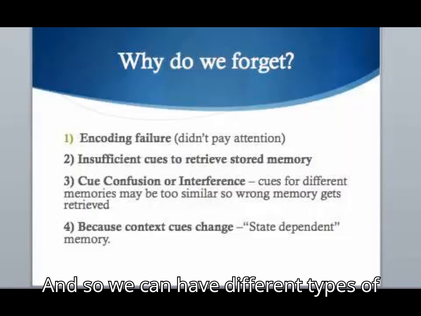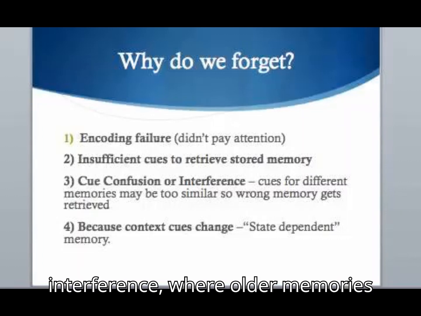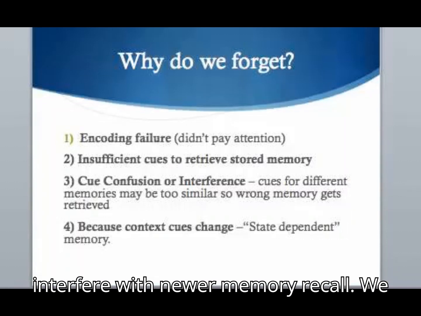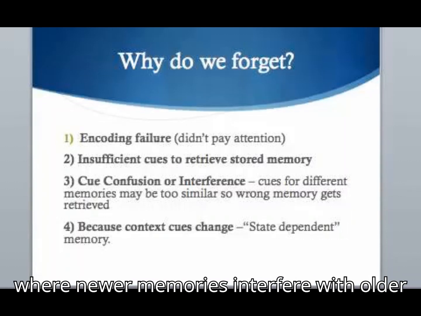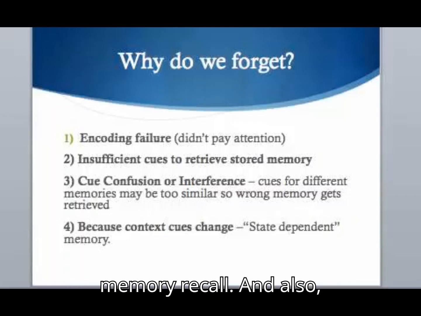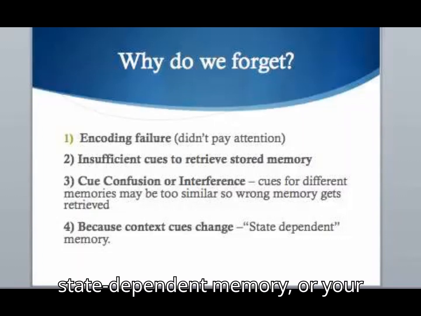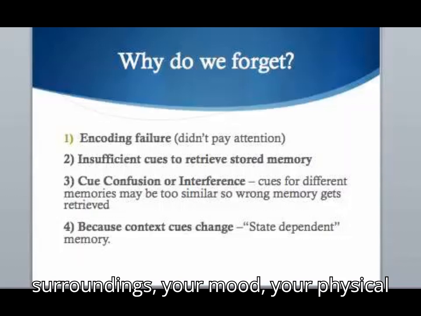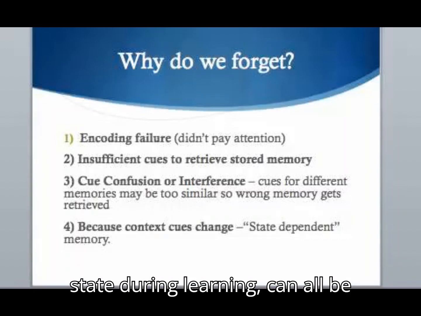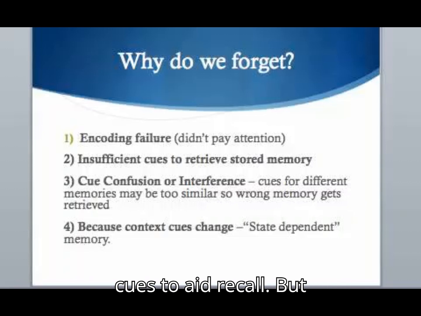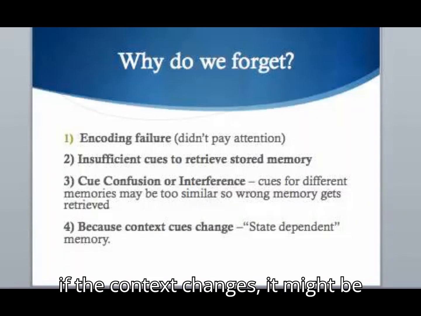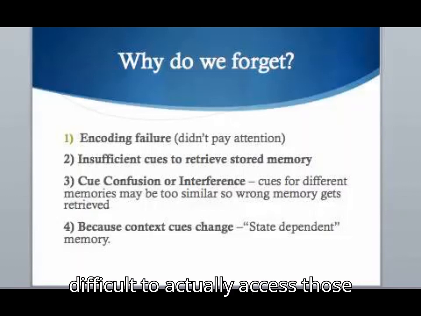And so we can have different types of interference. We can have proactive interference, where older memories interfere with newer memory recall. And we can also have retroactive interference, where newer memories interfere with older memory recall. And also, finally, because context cues change, state-dependent memory, or your surroundings, your mood, your physical state during learning, can all be cues to aid recall. But if the context changes, it might be difficult to actually access those memories.